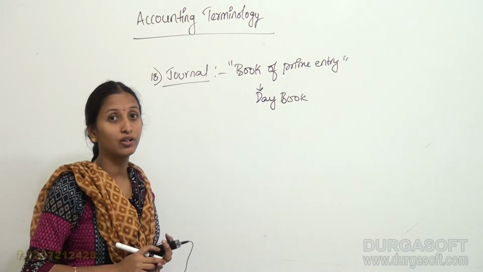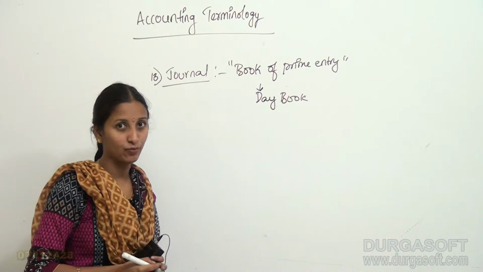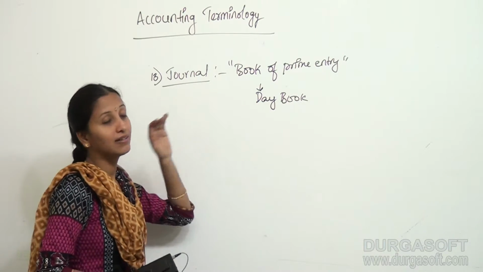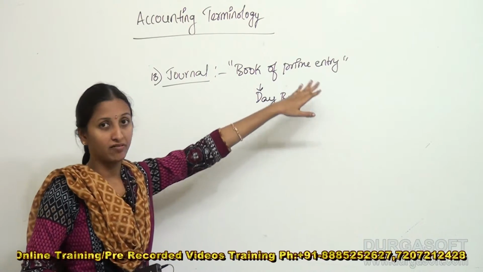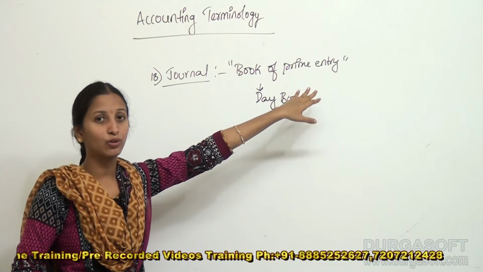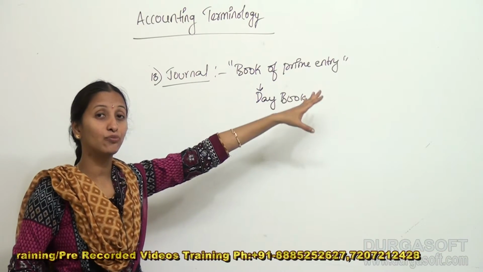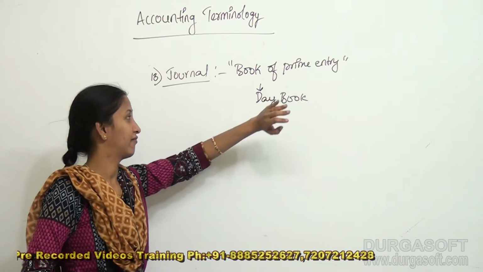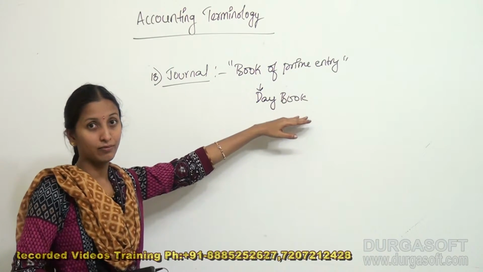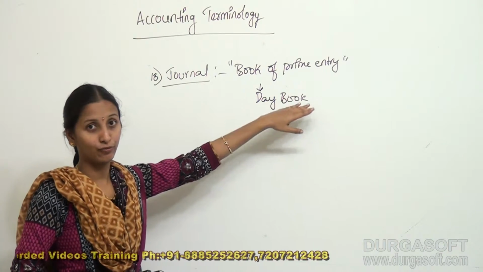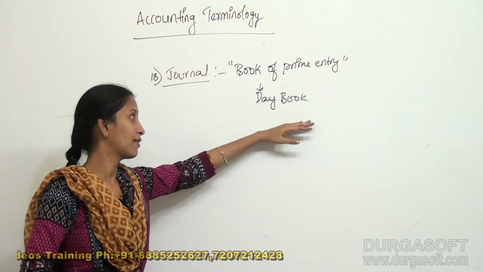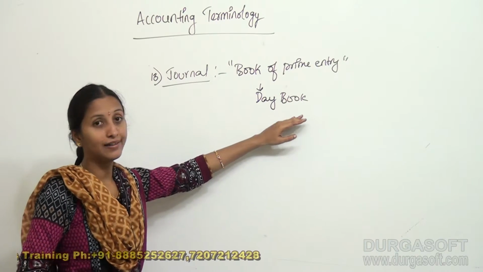Day book means whatever we are entering day wise in our business. That's why general is nothing but book of prime entry. Prime is nothing but the first time we are recording in our business. Day book is day wise whatever is happening in our business, each and everything we have to record, and those transactions are called day books.